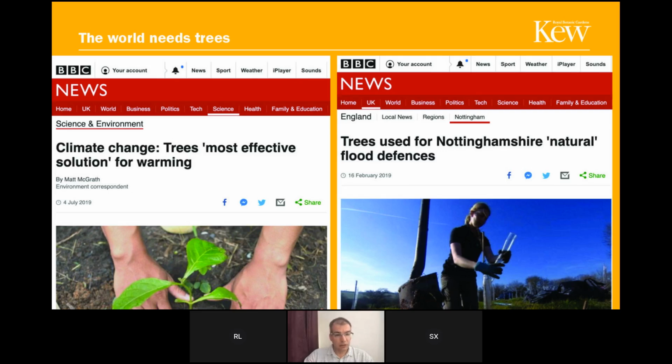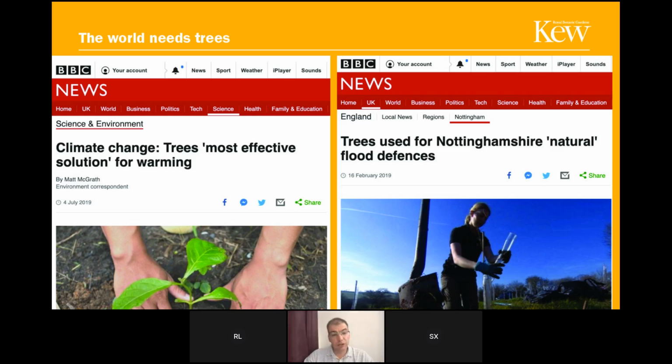And of course, we need our trees, and we're more aware of this than ever. Here's just a couple of BBC articles. Trees can solve global and local problems. And governments all over the world have pledged themselves to growing millions and millions of trees, huge tree planting programs going on. But of course, for these to be successful, we have to understand which trees are adapted to which environment. We need to know what tree to plant where.